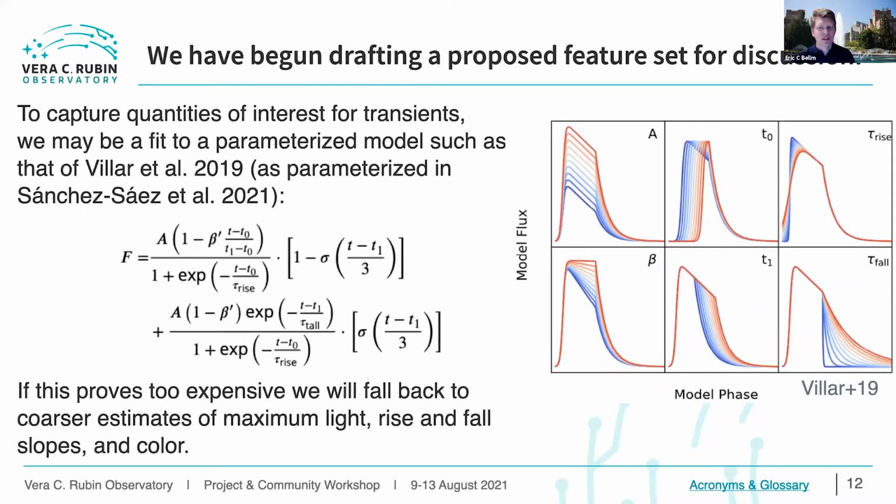For transients, computational time willing, I think it would be useful for us to aim to fit a parameterized model like that of the Ashley Villar 2019 paper, which is also used in the ALeRCE classifier for ZTF. That's a generic functional form. If we're not able to make this work in practice, I think we'd fall back to some coarser estimates of peak and rise and fall slopes and so on.